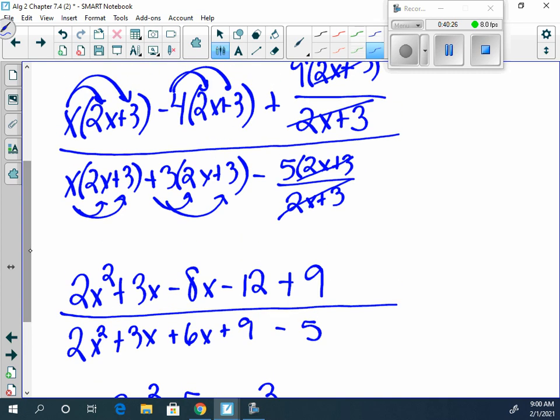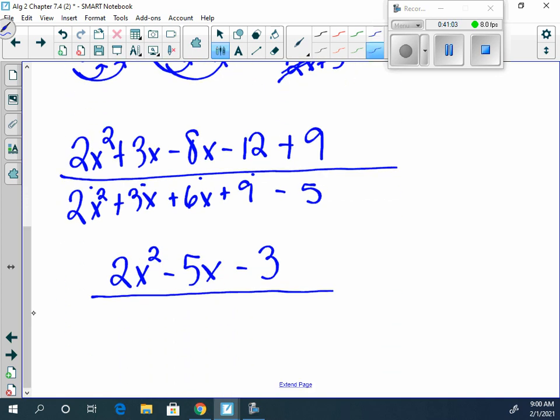Well, here we multiplied through. So the first one I did x times 2x, which gave me my 2x squared. X times 3, negative 4 times 2x, negative 4 times 3. Everything except for the 9 simplified here. And then we did the same thing with the denominator. And again, these parts canceled, leaving me with the minus 5. Well, x times 2x, 2x squared. X times 3, 3 times 2x, 3 times 3, and we get our minus 5. So it's just simplifying that out there.